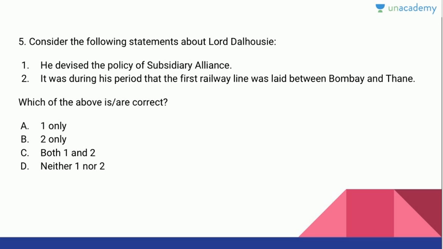Question number 5, consider the following statements about Lord Dalhousie. He devised the policy of subsidiary alliance. Second, it was during his period that the first railway line was laid between Bombay and Thane. Which of the following statements is correct? Only the second statement is correct, because Lord Wellesley started the subsidiary alliance system. This is definitely wrong. Answer is 2 only, that is B.